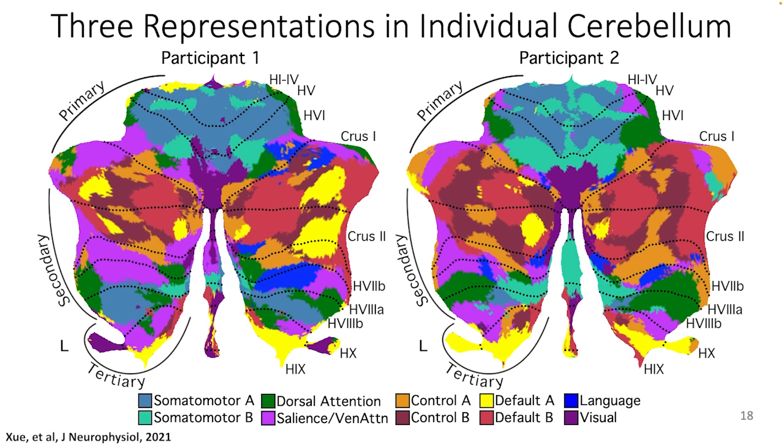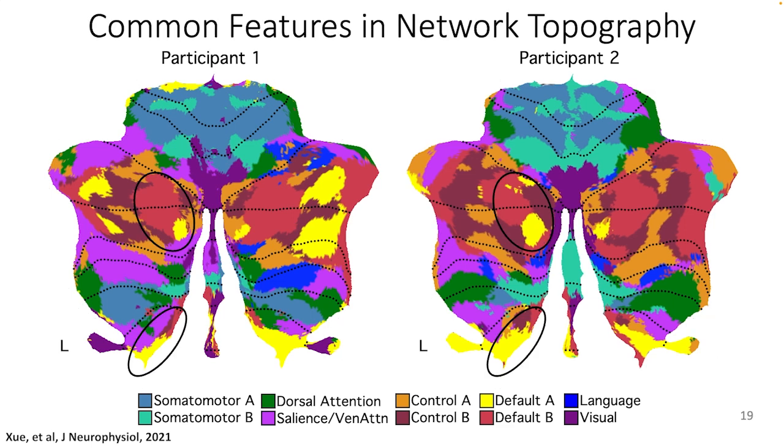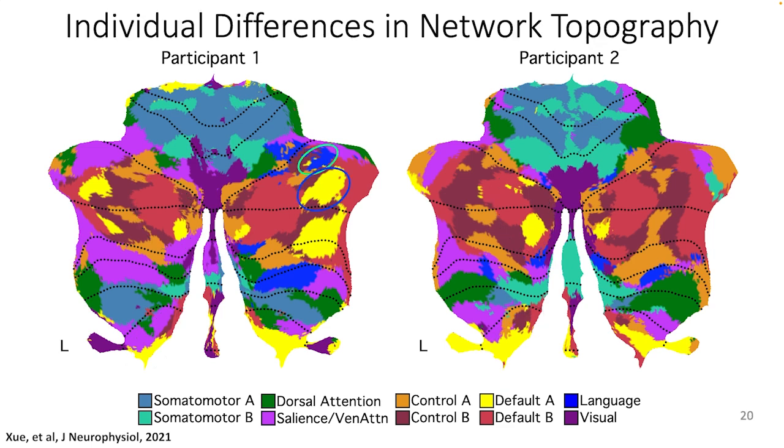The parcellations of the two participants share a lot of common features, but there are also some noticeable differences between them. For example, the default networks in black circles can be found in both participants. But in participant 1, there's a language representation in the green circle, while participant 2 does not have it at the same location. The default A network in the blue circle is also absent in participant 2.